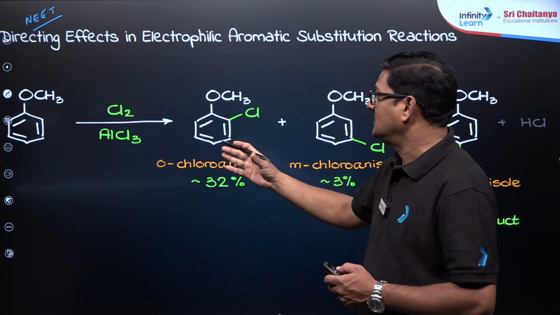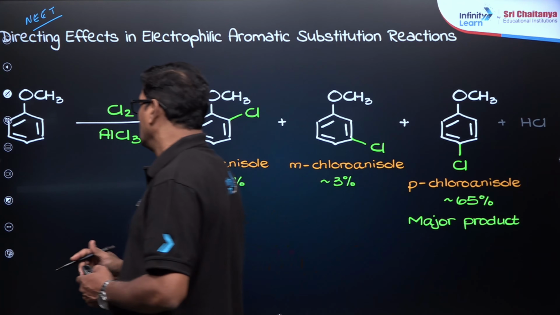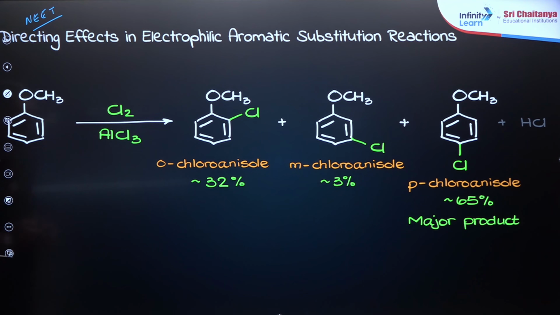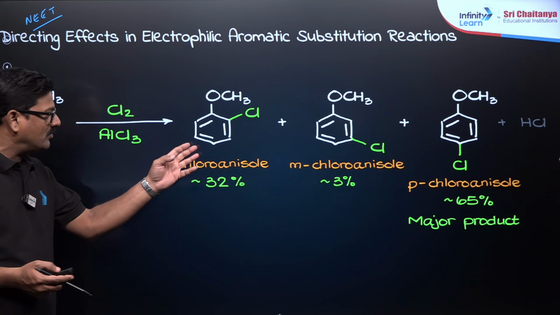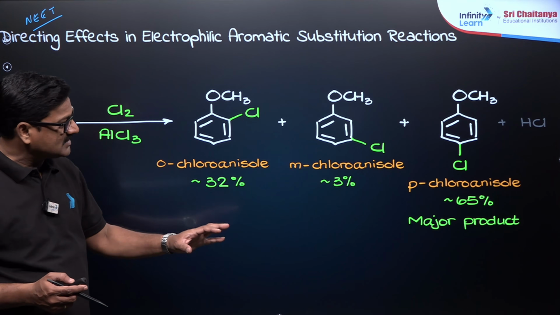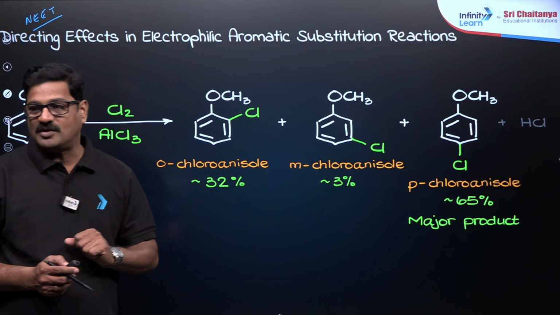You just see here, this is OCH3. A group is already there. If it is chlorine with AlCl3, you are going to get orthochloro, metachloro and parachloro products. In that, the major product is going to be the para product.